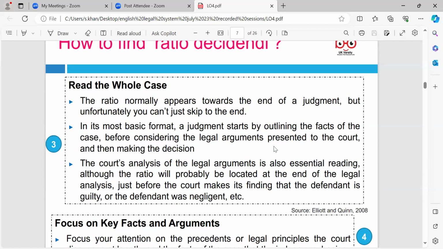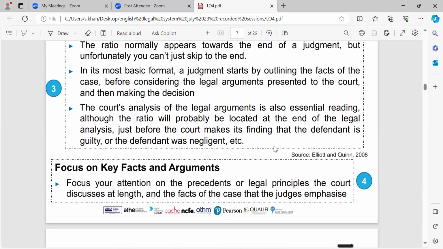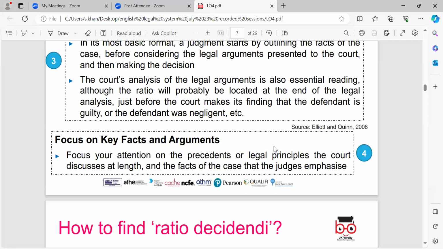In its most basic format, a judgment starts by outlining the facts of the case before considering the legal arguments presented to the court and then making the decision. The court's analysis of legal argument is also essential reading, although the ratio will probably be located at the end of the legal analysis, just before the court makes its findings that the defendant is guilty or the defendant was negligent, etc.